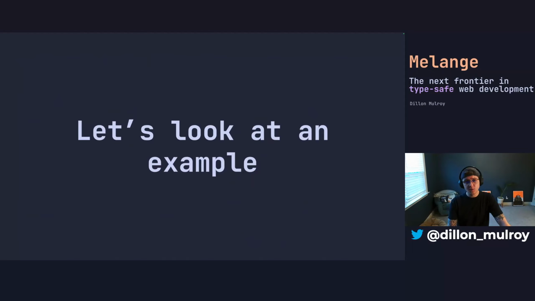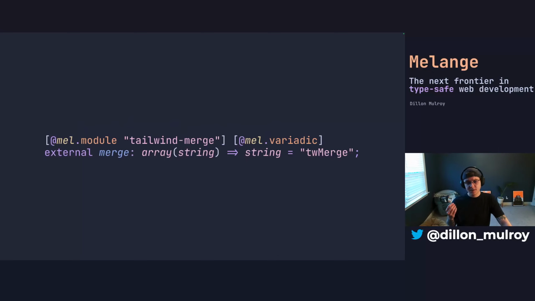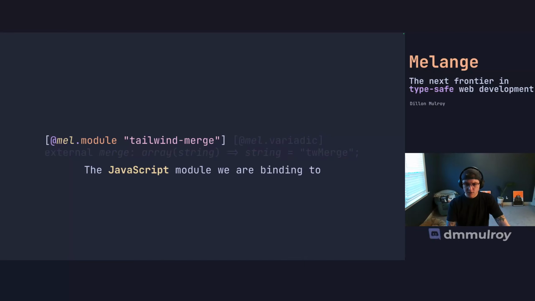Now let's look at an example of what it's like to write a JavaScript binding. If you recall from our first slide, we used this Tailwind merge module to help merge a bunch of Tailwind classes together. And this is the exact binding that I wrote for that code. This is going to look kind of verbose and kind of scary at first, but let's break this down. At first we have this mel.module annotation or attribute, and this is effectively just saying this is the JavaScript module that we're binding to. In this case, it's going to be Tailwind merge.